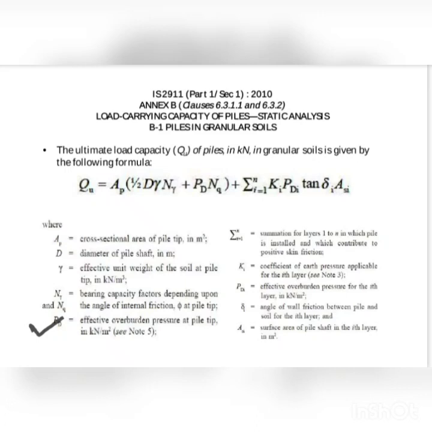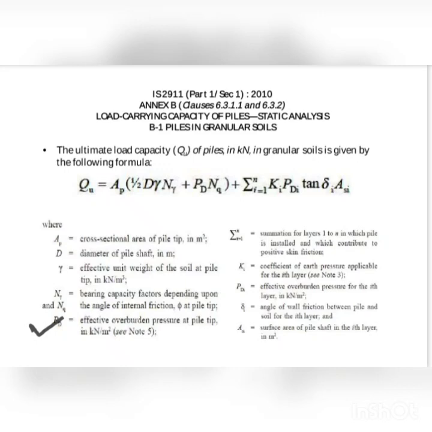Talking about the skin friction part, which consists of the K, that is the coefficient of earth pressure. P suffix D is the effective overburden pressure. Delta is the angle of wall friction between pile and soil for the layer that it is in. A suffix S is the surface area of the pile shaft in the layer that it is in.